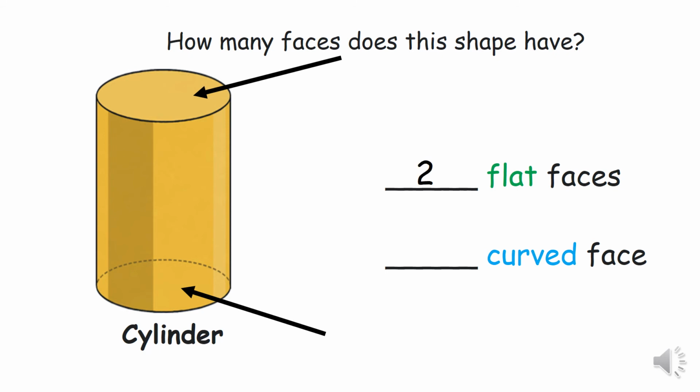So we have 2 flat faces on a cylinder, and we have 1 curved face. So this face is curved, and there is 1. So in total, we have 3 faces on a cylinder.